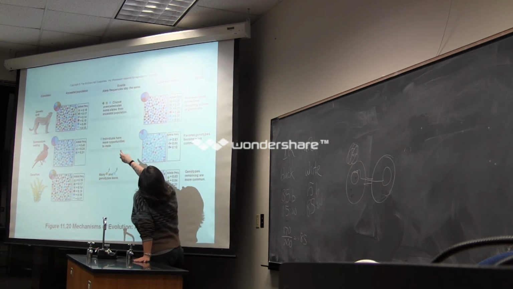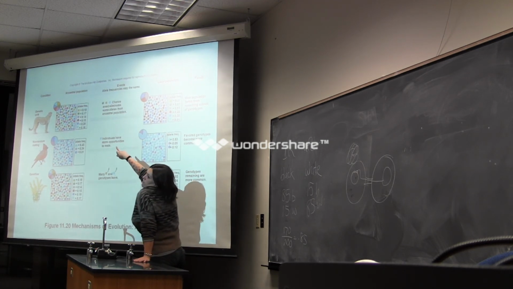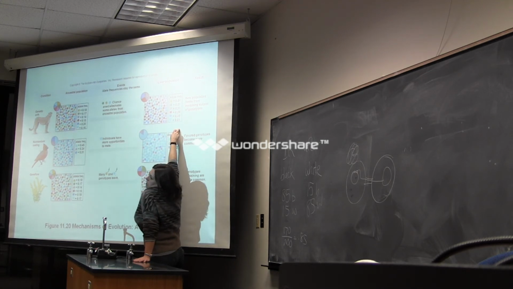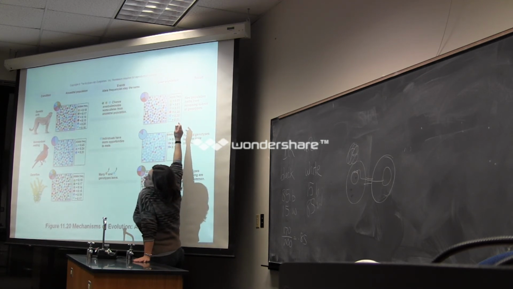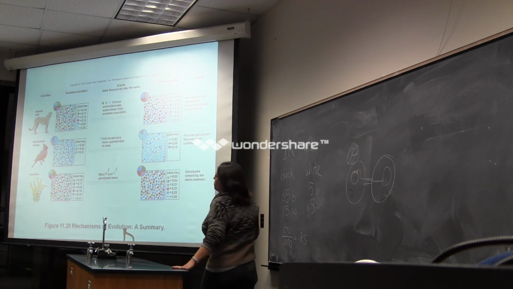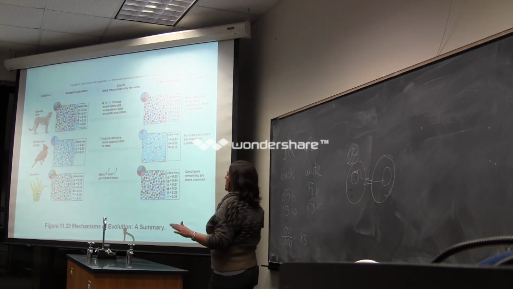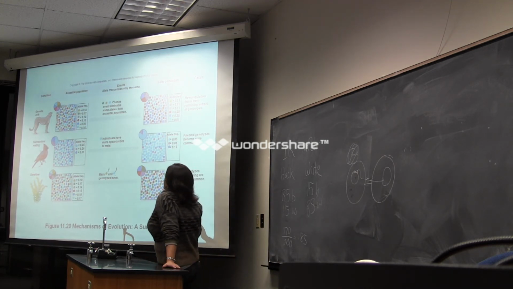So for example, here, you see the yellow is at a frequency of 18%, but here it's only at 0.01, or I guess 0.1%. So these changes in allele frequencies ultimately lead to evolution.